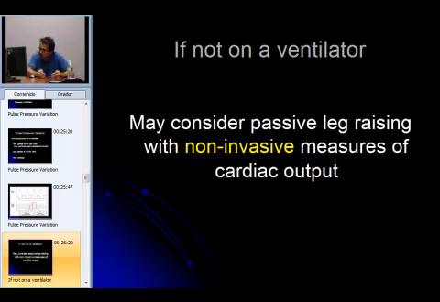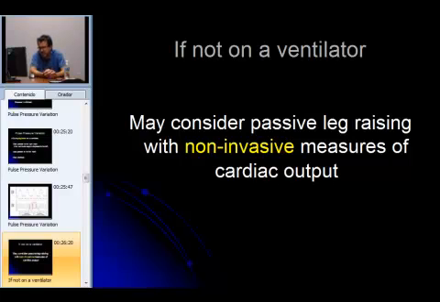For patients that are not on a ventilator, you cannot do the pulse pressure variation. So there's a bunch of non-invasive devices now to measure cardiac output. All they need is an arterial line that you hook them to. It'll give you continuous cardiac output. Or there are other ones where you just put a little blood pressure cuff on the finger, and it will actually give you continuous cardiac output.